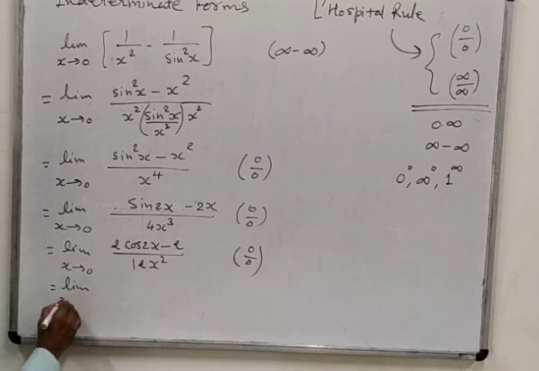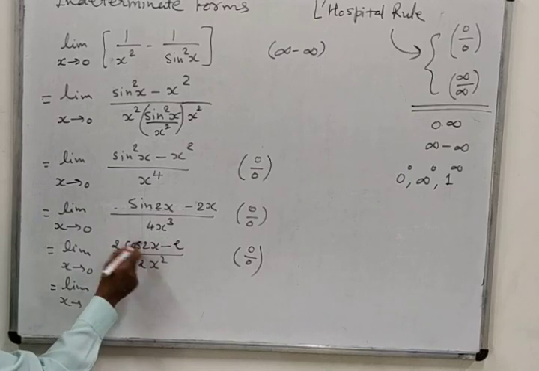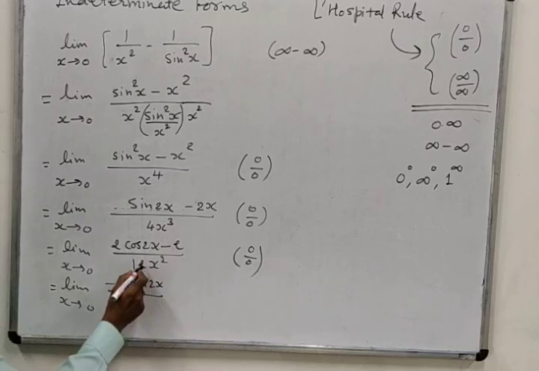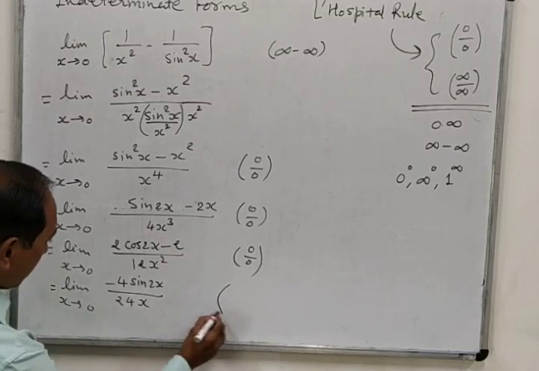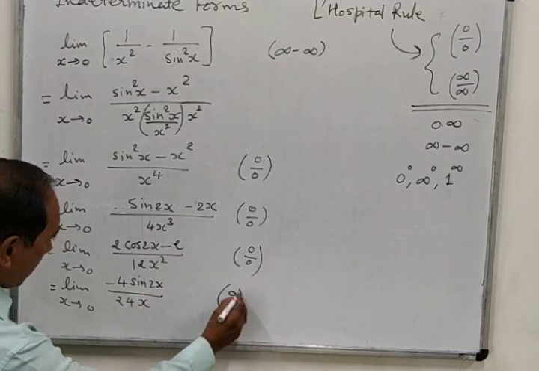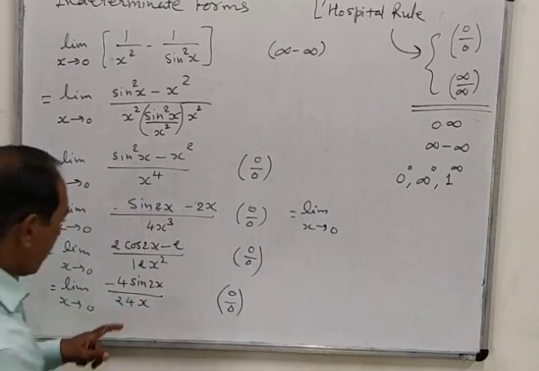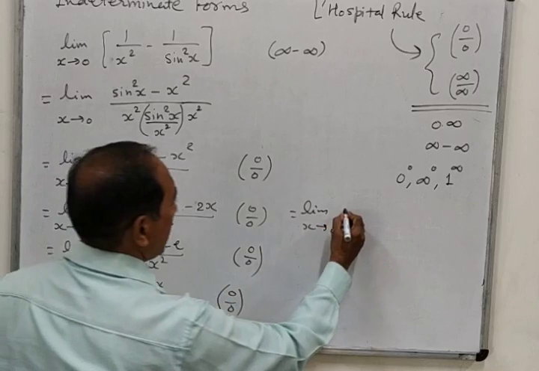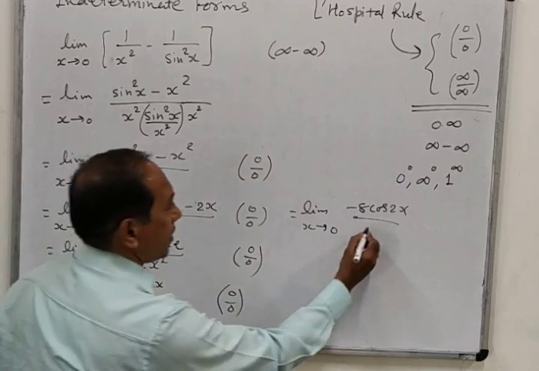Then again we will apply L'Hopital rule. Its derivative is minus sin 2x into 2, so minus 4 sin 2x, and this 2 has the derivative 0, and the denominator has the derivative 24x. We again check the form: sin 0 is 0 and this x is 0, so 0 upon 0. Now we will again apply L'Hopital rule. The derivative is cos 2x into 2, that means minus 8 cos 2x divided by 24 into x. The derivative of x is 1, so 24.